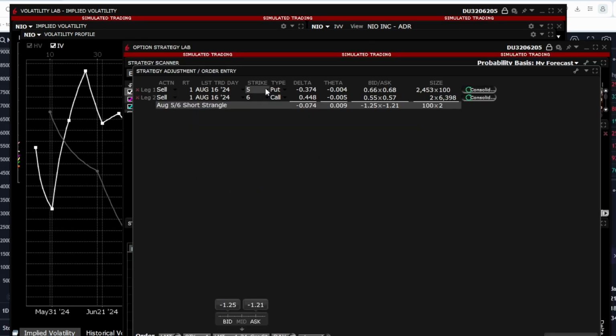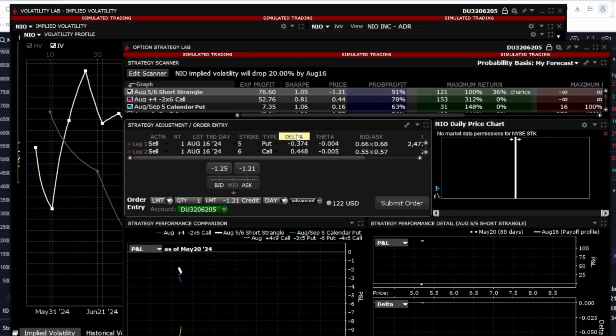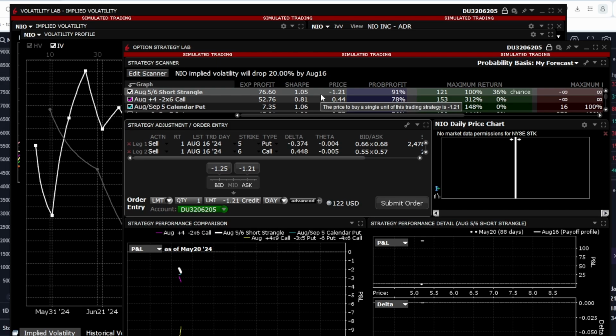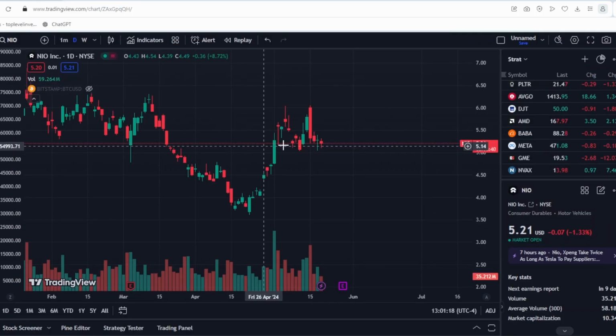This strategy involves selling a put option with a $5 strike price and selling a call option with a $6 strike price. This is a classic strategy known as a short straddle, where we sell both a put and a call option, betting that the stock will remain relatively stable and volatility will decrease. If the stock stays around the current price and volatility drops, this strategy can indeed be profitable.